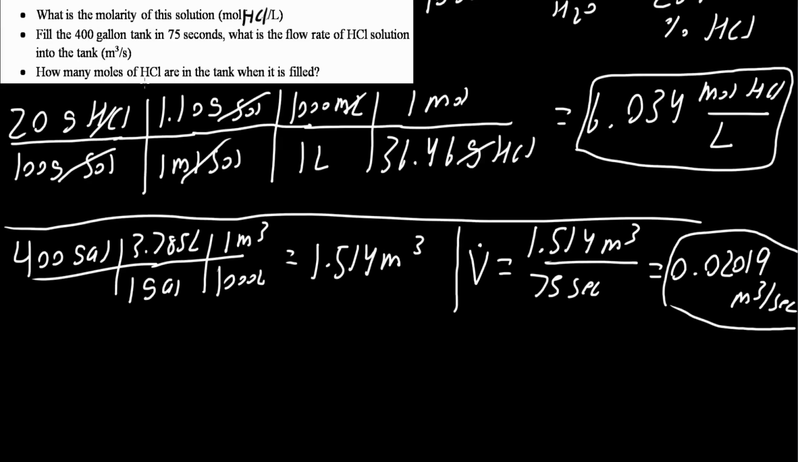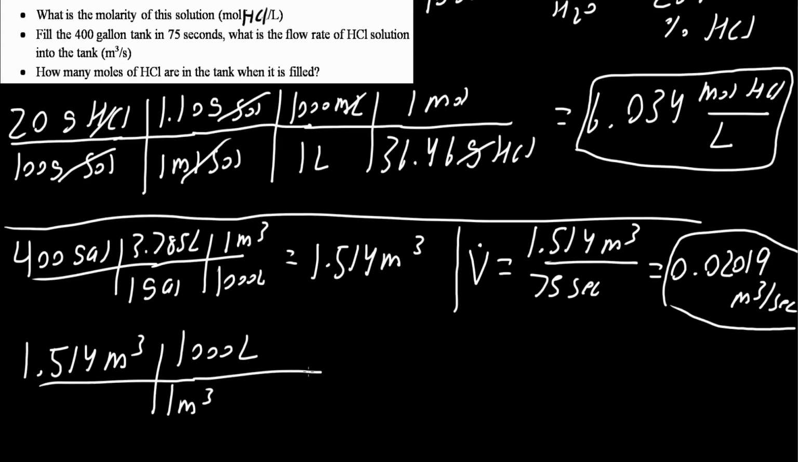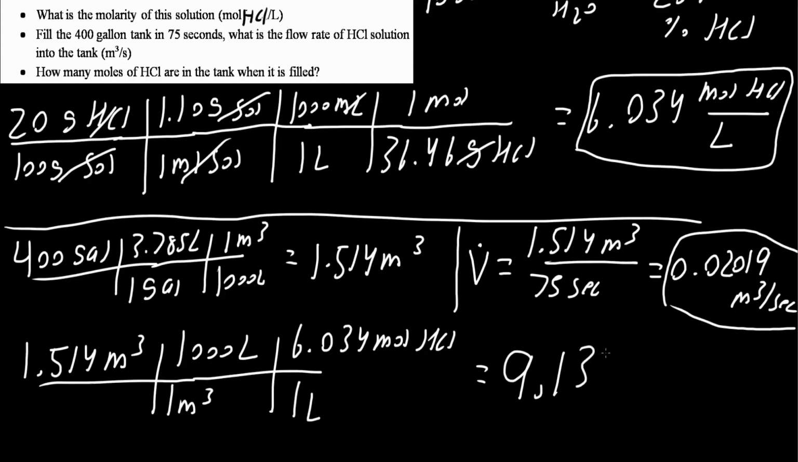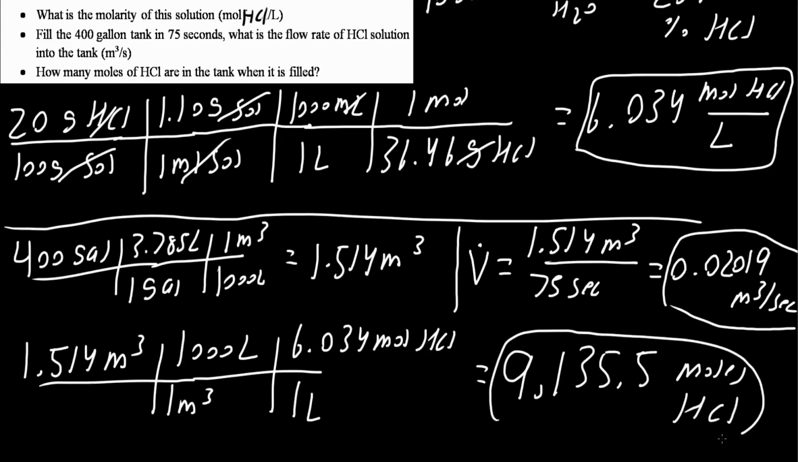Now for the last part, how many moles of HCl are in the tank when it is filled? And so we know that whenever we have 400 gallons, that is equivalent to this number, 1.514 meter cubed. So we will start off with that number. 1.514 meter cubed. We know that 1 meter cubed is 1,000 liters. And finally, we want to know how many moles of HCl. So we use this number right here. So 1 liter would be 6.034 moles of HCl. And when we multiply this out, we would get 9,135.5 moles of HCl. And this right here is the third and final answer, and that's all we need to do.